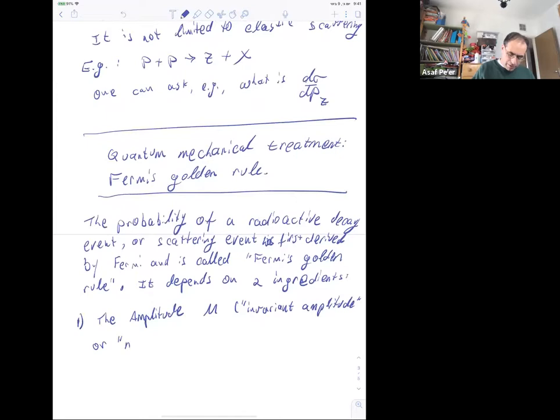Matrix element. That's also, you see that in textbooks a lot. TFI. It's the transition matrix element.